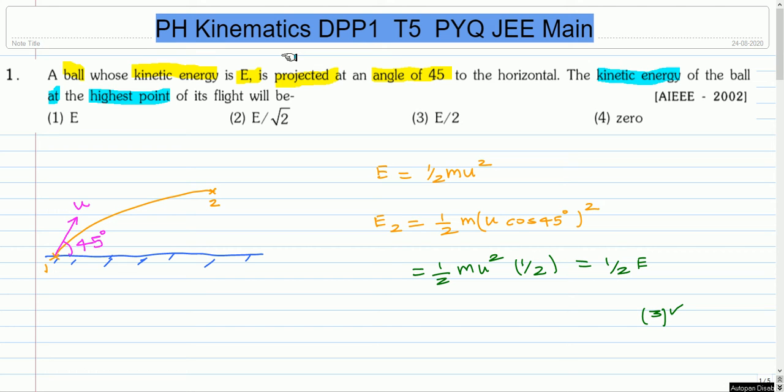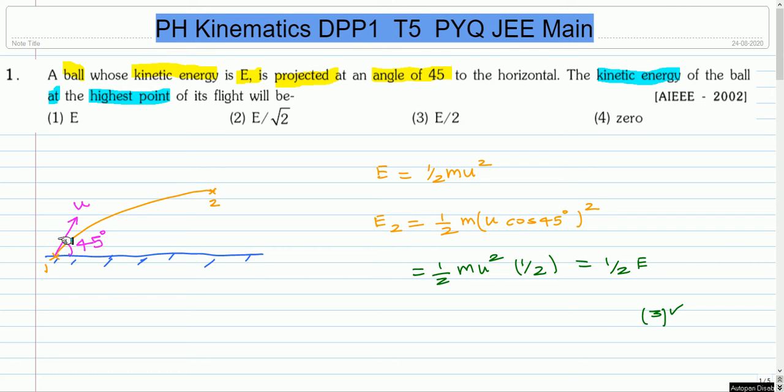In this video, I will discuss some kinematics problems from previous year's question papers of JEE Main. This is the first question. A ball whose kinetic energy is E is projected at an angle 45 degrees to the horizontal. The kinetic energy of the ball at the highest point of the flight will be.